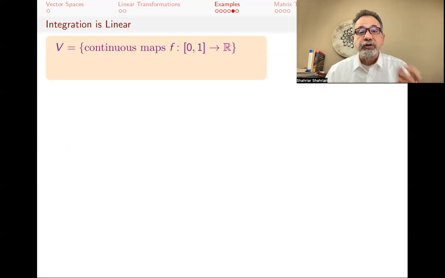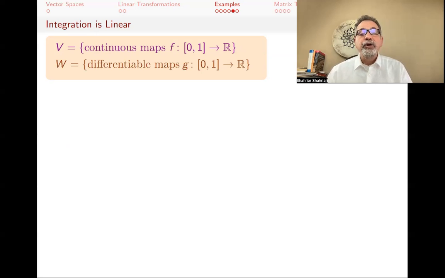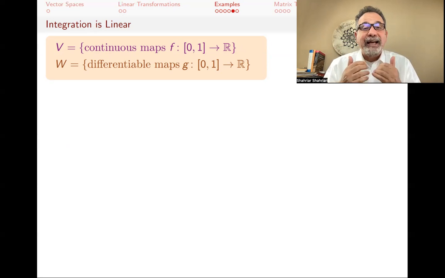Functions, continuous functions from [0, 1] to R. And W is also functions, but this time I'm a little bit more stringent, and I want differentiable functions, functions that have a derivative, and whose domain is [0, 1] and codomain is the real numbers. Now, go back to my videos on functions to note that I decide what the domain is.